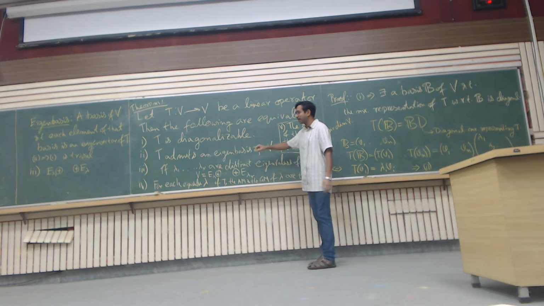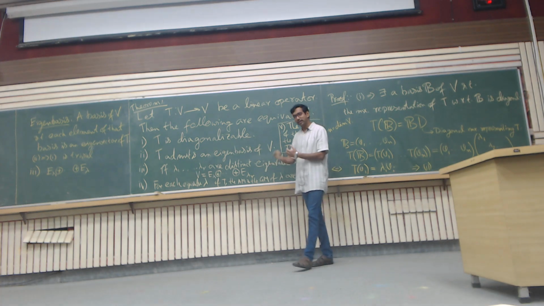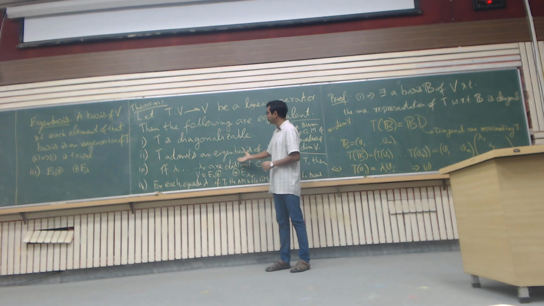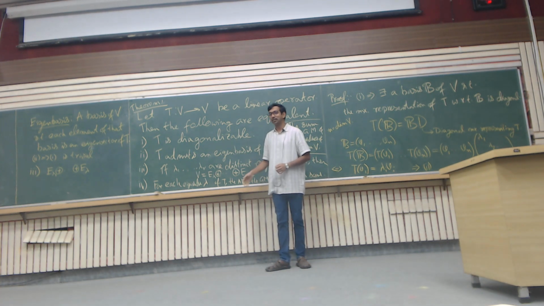And vice versa. If it admits an eigenbasis, that means you already have a basis with respect to which the matrix of T is diagonal, made of the eigenvalues of T.